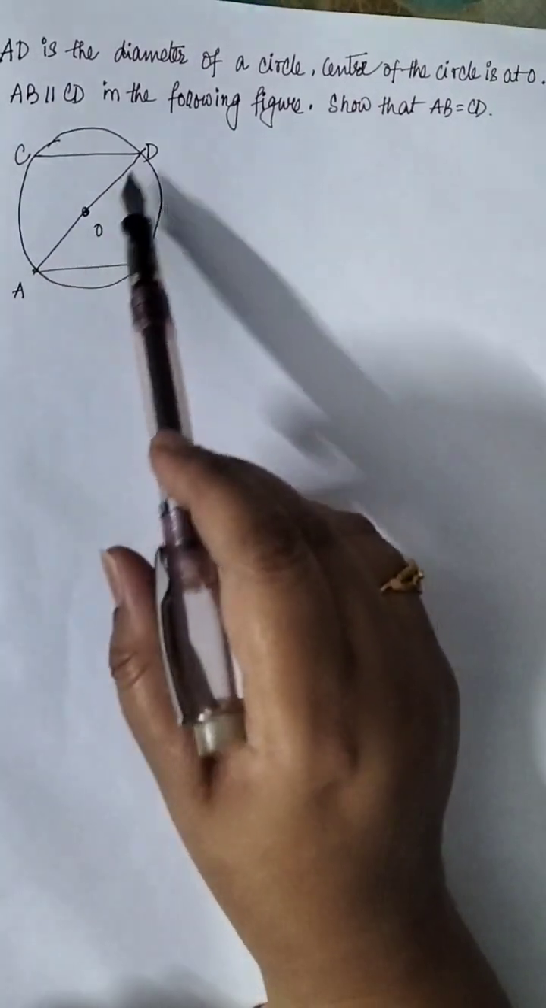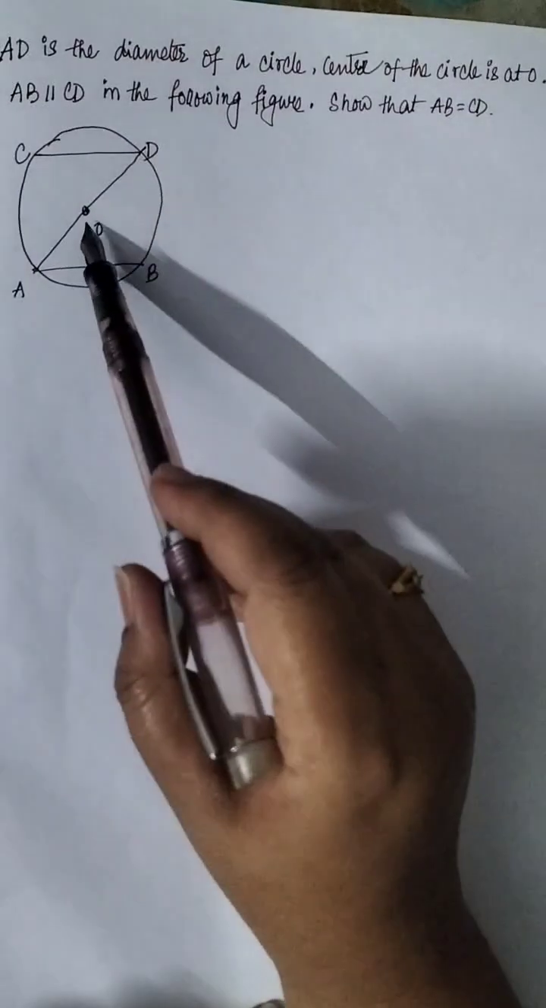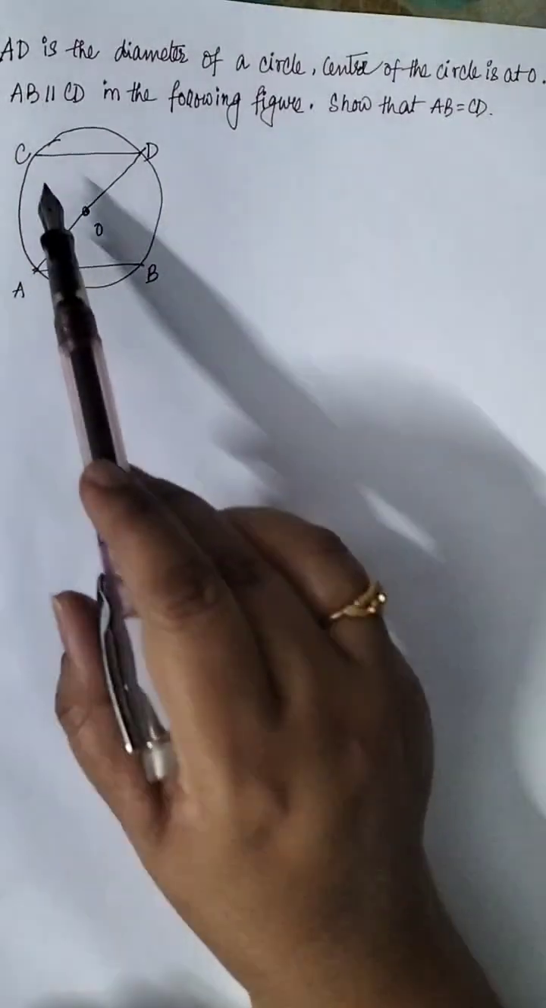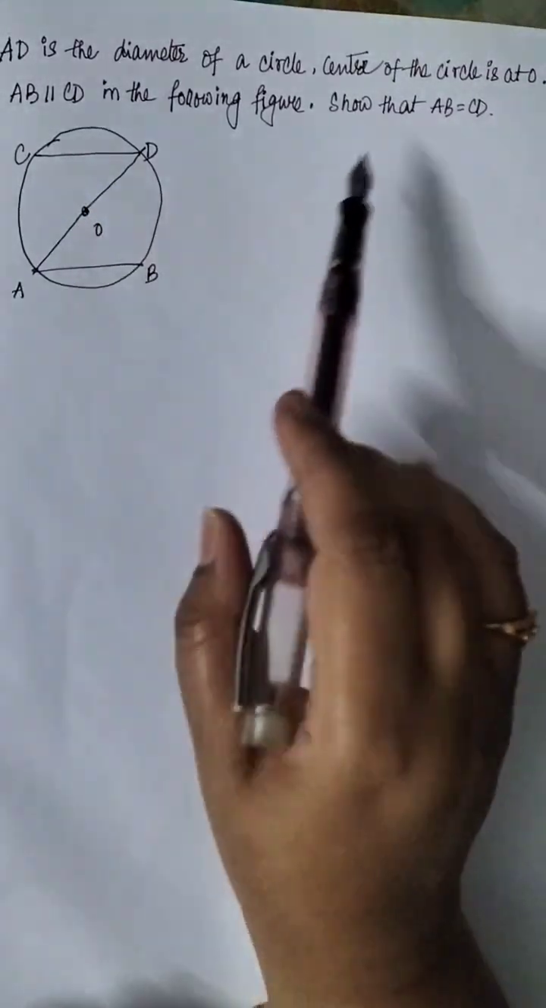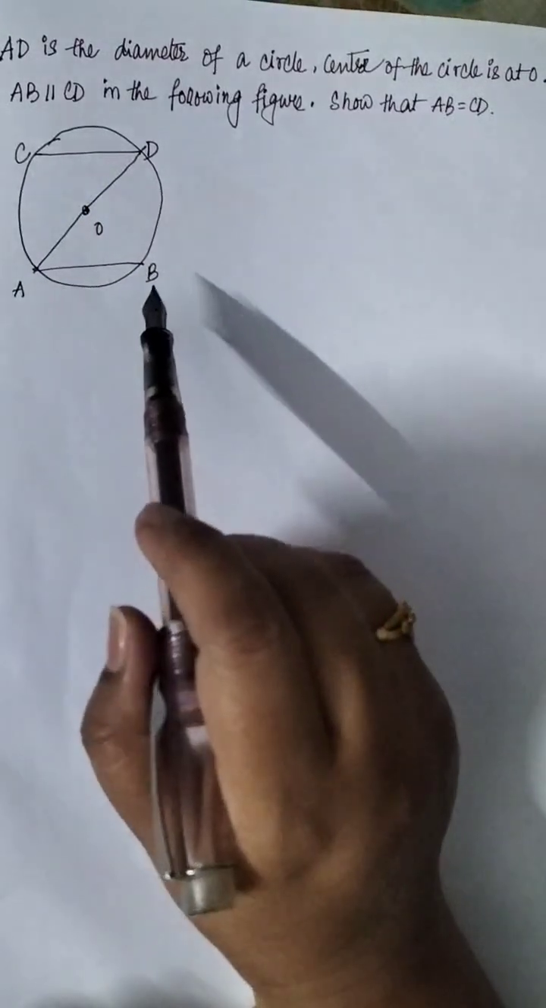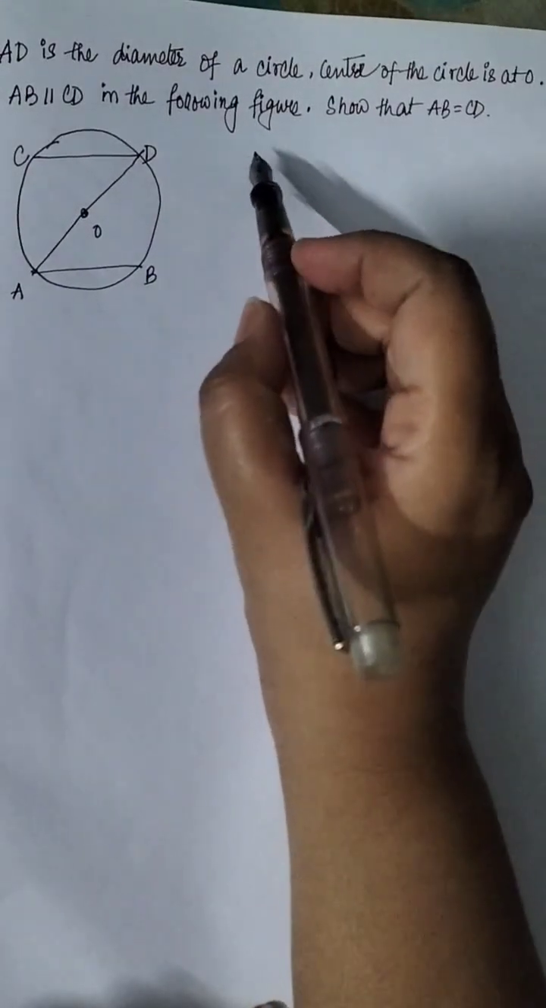So it is given AD is the diameter of the circle, center of the circle is at O, AB parallel to CD means AB and CD are two chords which are parallel to each other in figure. We have to show that the chords are of equal length. So let's first note down the given condition.